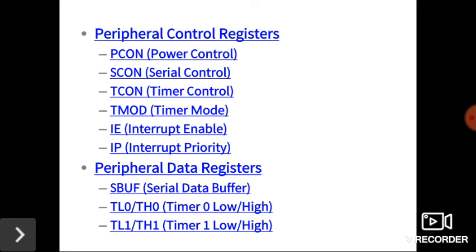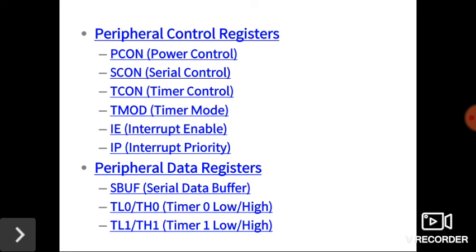Next, serial control. SCON is nothing but serial control. This is used to control the 8051 microcontroller's serial port. It is located at address 98H. So we first need to know the SFR memory space for each and every register. Using SCON, you can control the operation modes of the serial port, baud rate of the serial port, and send and receive data using the serial port.